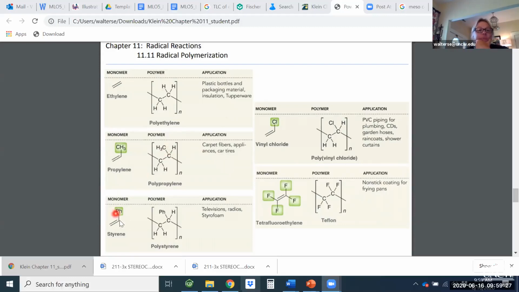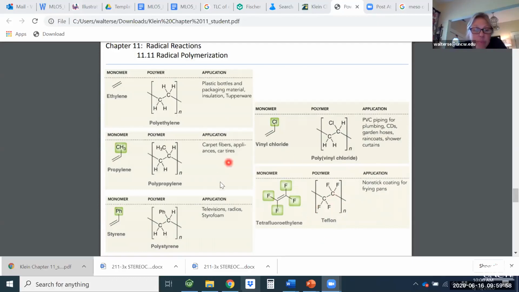Now styrene, this Ph up here, that's a phenyl ring. So you end up making polystyrene that has an aromatic ring, that's styrofoam. Vinyl chloride, so PVC piping, polyvinyl chloride for plumbing, things like that. And then this is tetrafluoroethylene, and you make polytetrafluoroethylene, which is Teflon. So this is the compound that's on your nonstick frying pan.